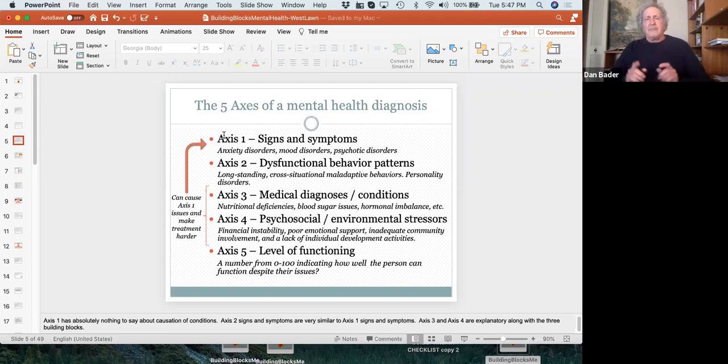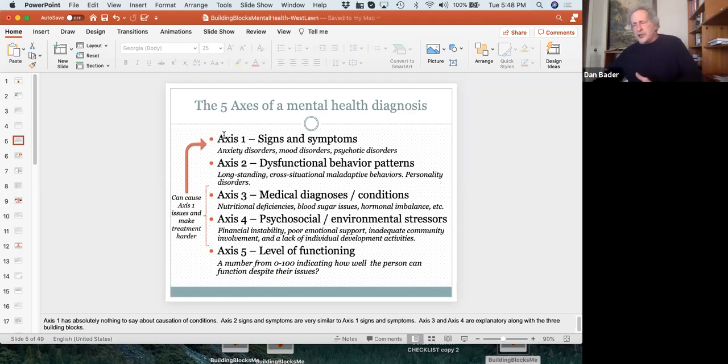That was Axis 1. Axis 2, which is associated with personality disorders, paranoid personality disorder, the famous narcissistic personality disorder that was constantly being thrown at Donald Trump and a lot of other people. But what Axis 2 was about was long-standing cross-situational maladaptive behaviors. In other words, let's say somebody had an anger management kind of problem. They might get diagnosed if they lose their temper in many, many different situations. And there are other symptoms accompanying the anger problem, but it doesn't matter.